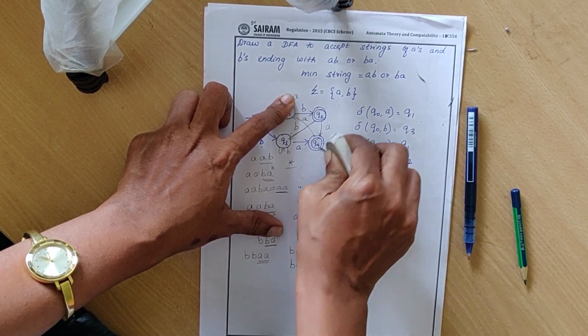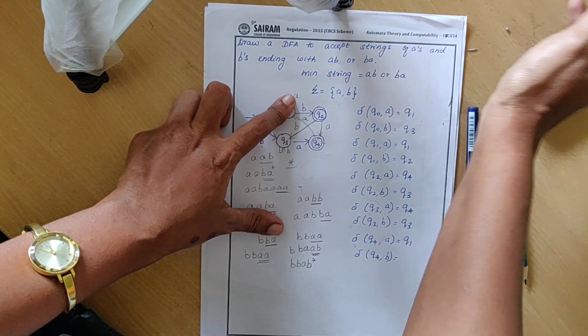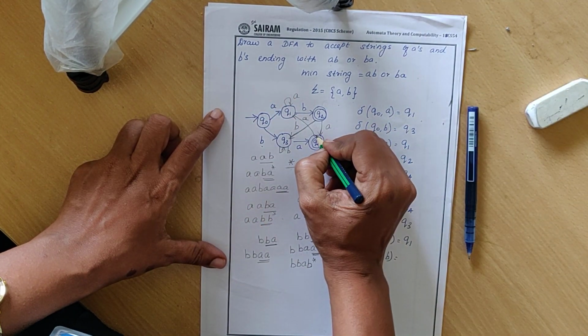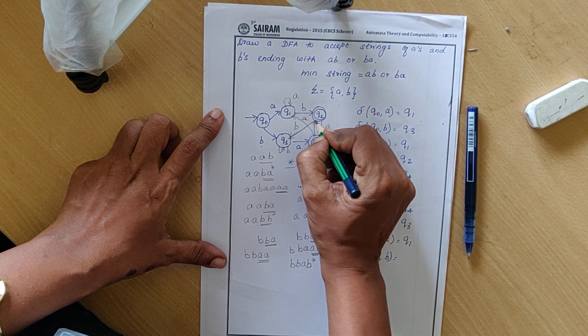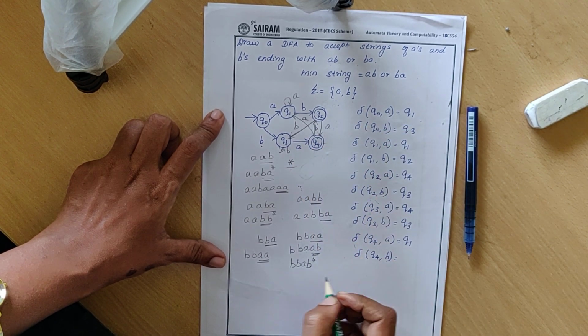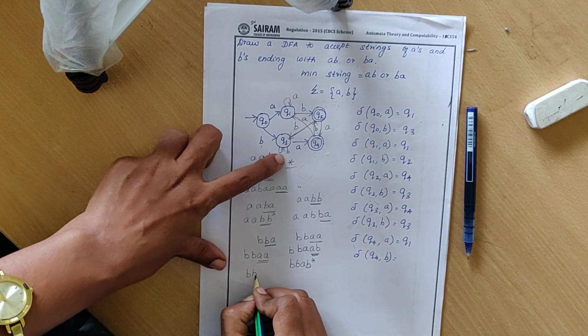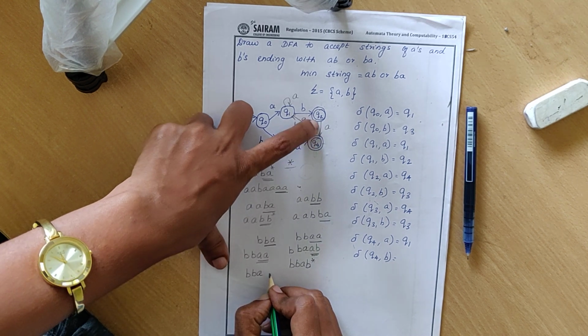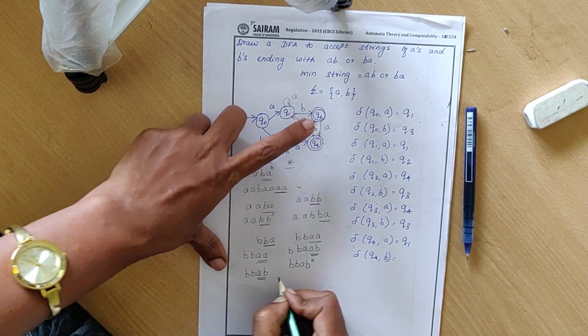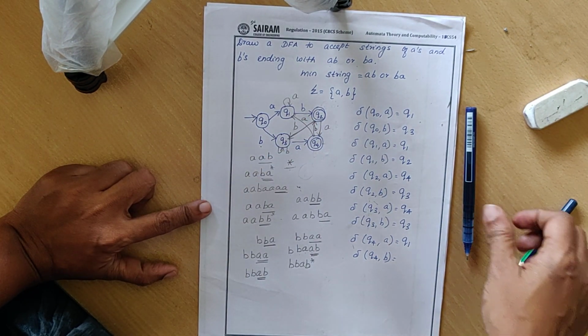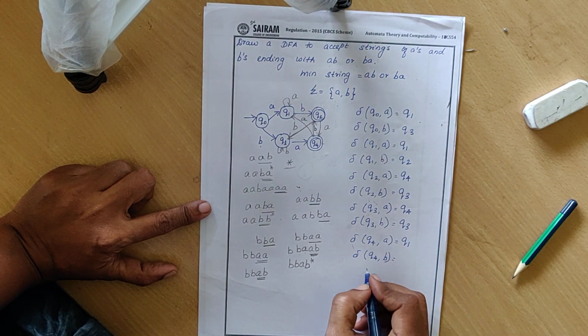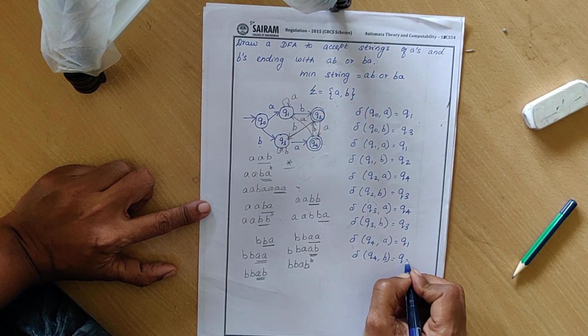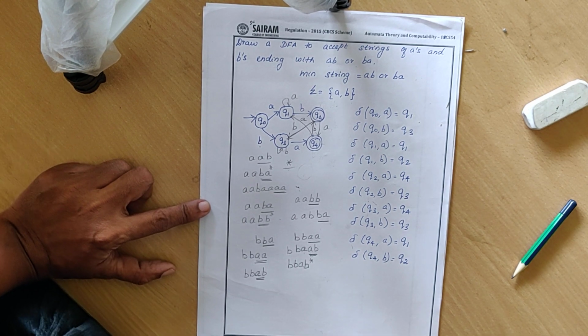So I have to move to the previous state. When I move to the previous state, higher priority is given to the final state. I'll check here. I'll write the string B, A, B. I have reached my final state and it is ending with A, B. So this marking is correct. So Q4 comma B is Q2.